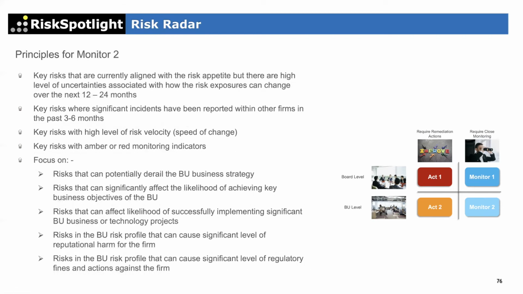And then the last one is Monitor 2. That's where you're going to include key risks that are currently aligned, but things are changing very quickly. Significant incidents have happened in the last 3 to 6 months. And then the risk velocity point we talked about, and key risks with amber or red monitoring indicators. But in this case, you will just look at the risks related to that one business unit for which the escalation or the report is being produced.